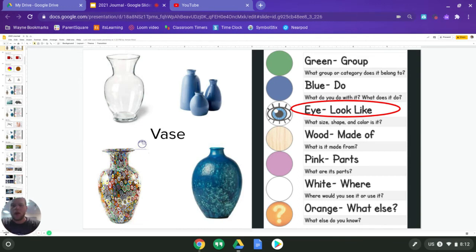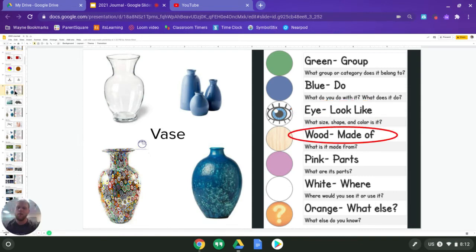The last one is, what color is it? So I normally ask, like, is it one color? Does it have many colors? Or if we look here, what kind of colors are you seeing on our vases in the pictures? Does this one have any color at all? Think about that as you answer your questions.